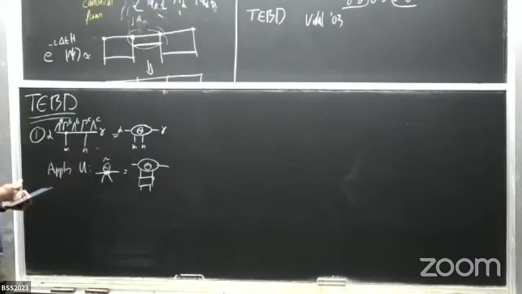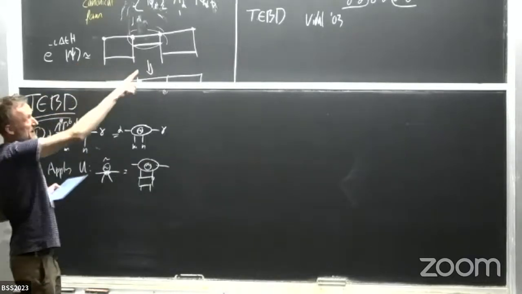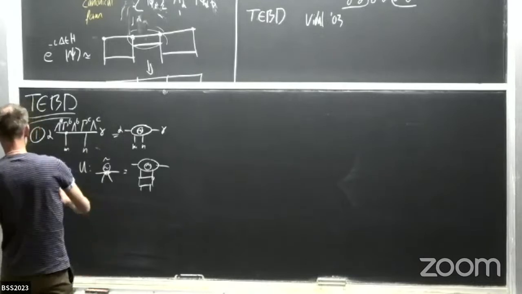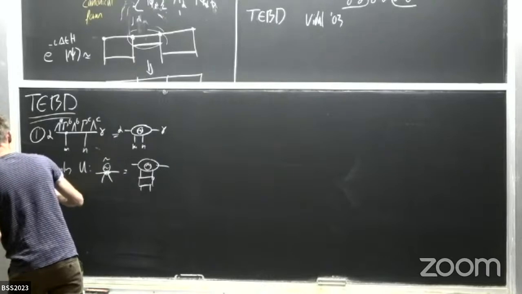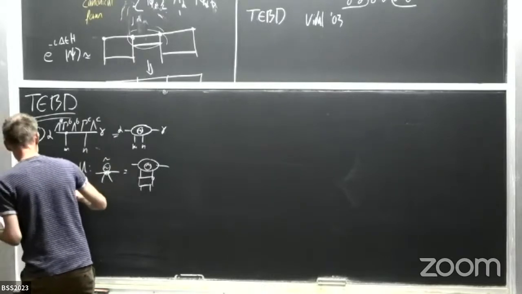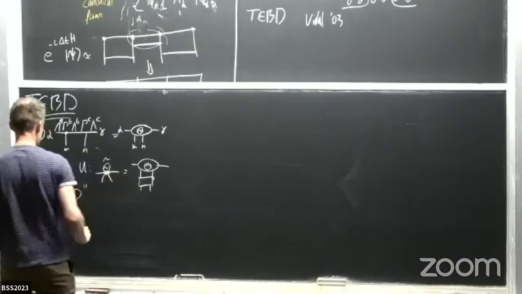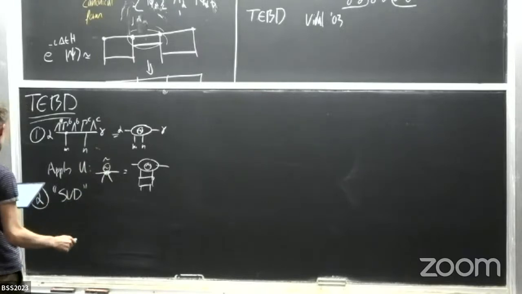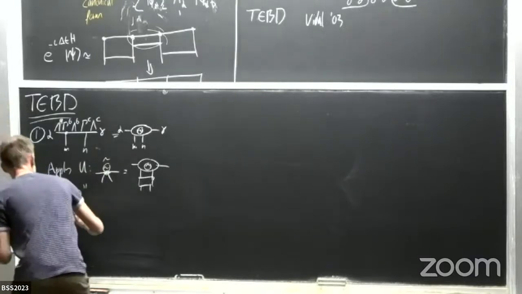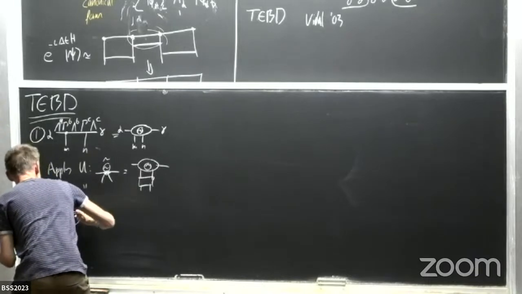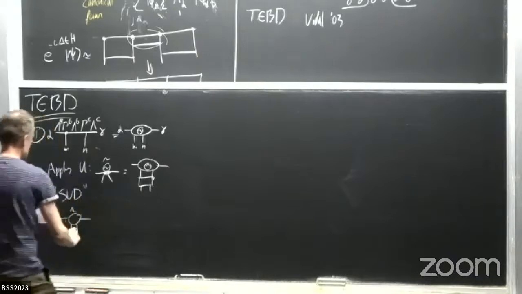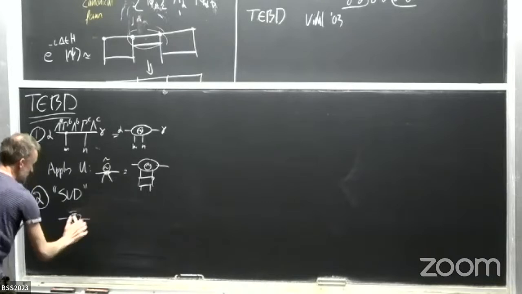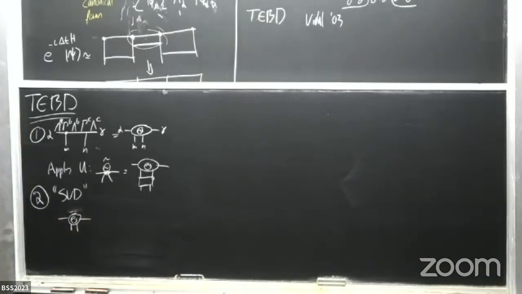Now I want to get back to the representation of my wave function in terms of an MPS. For this, the second step is what I'm labeling as the singular value decomposition step. Because now I take my theta tilde, and my theta tilde is now an order 4 tensor.